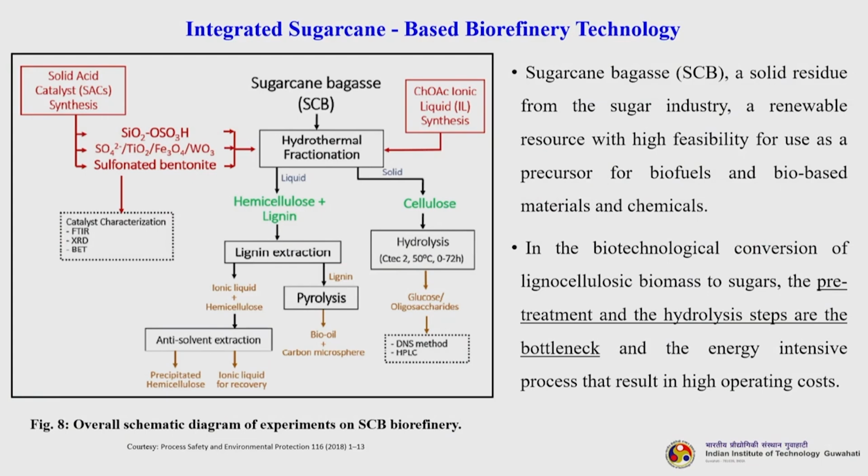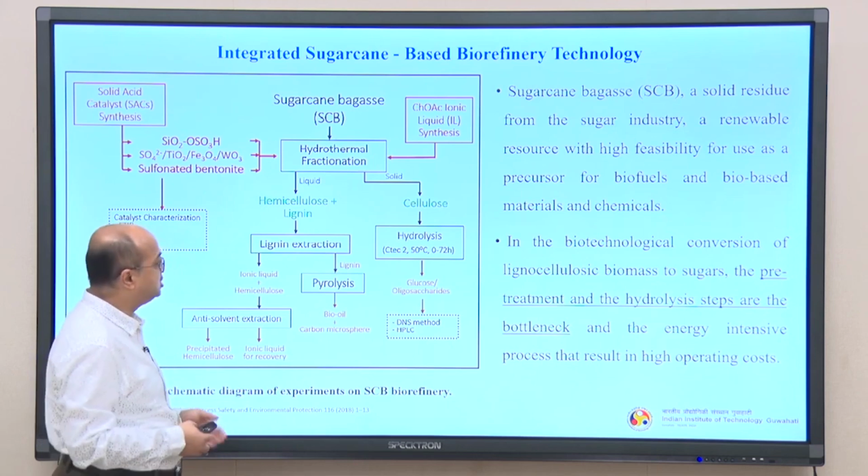Now, you remove that and it goes to the lignin extraction. Whatever lignin you extract can be pyrolyzed, so you get bio oil and carbon microspheres. You process it using ionic liquid plus hemicellulose, basically ionic liquid pretreatment. You go for some anti-solvent extraction, you will have the ionic liquid recovery, you have precipitated hemicellulose, and hemicellulose can further be converted into ethanol, butanol or any other such uses.